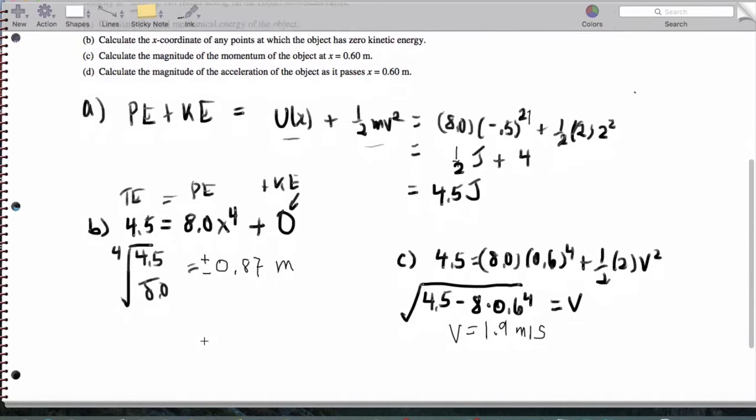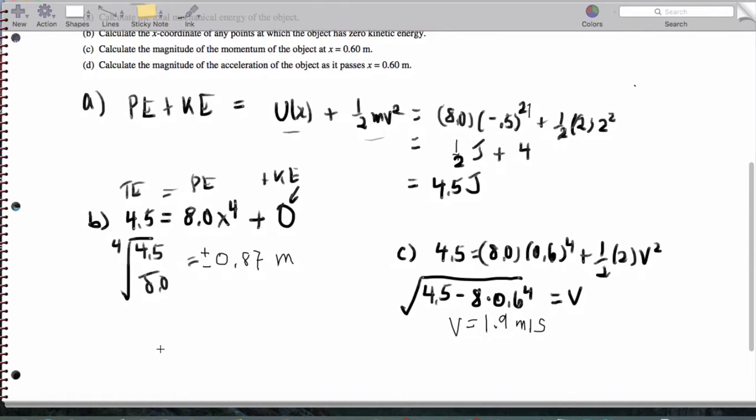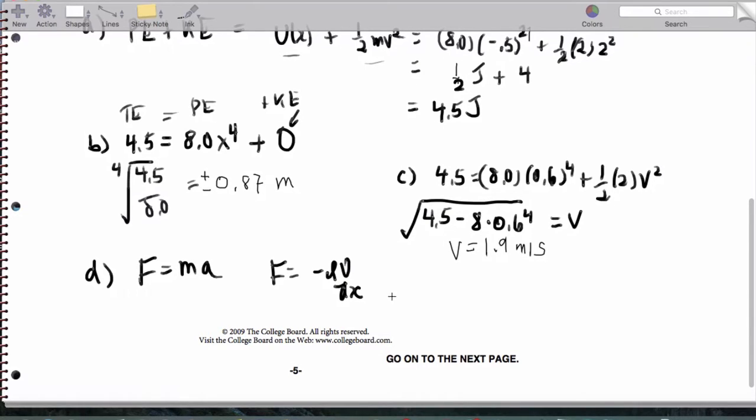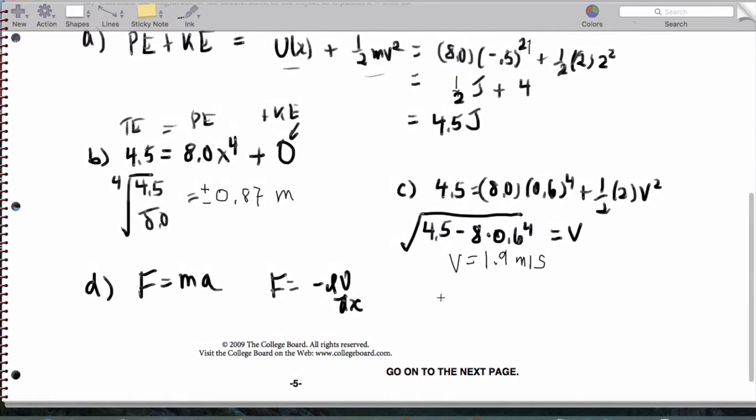And then we want to know the acceleration of the object as it passes through x equals 0.6. So here we know that F equals ma, and the force is going to be the negative derivative of the potential energy. So let's just go ahead and calculate that out. So that's going to be 8.0 times 4 times x cubed. So that'll be negative 32.0 x cubed. We'll need to put in 0.6 here.